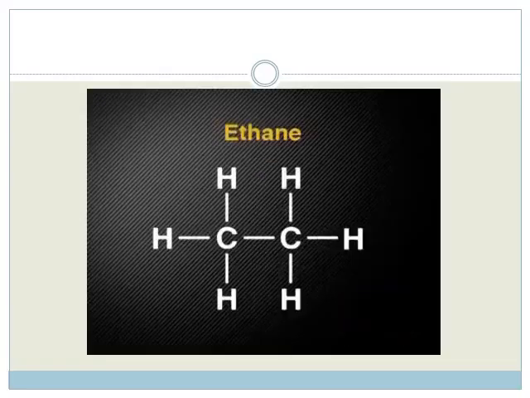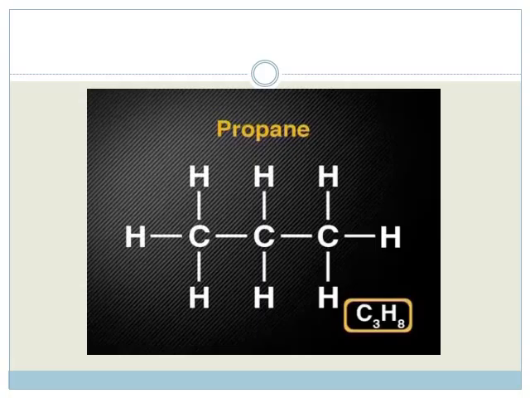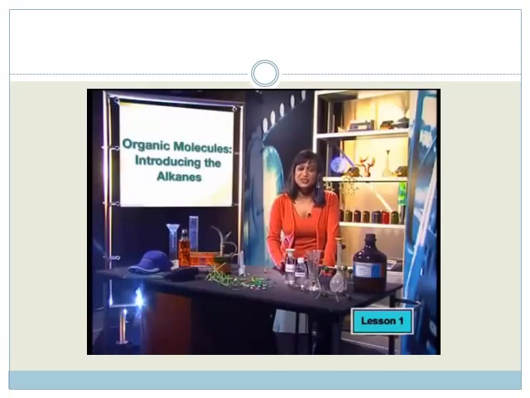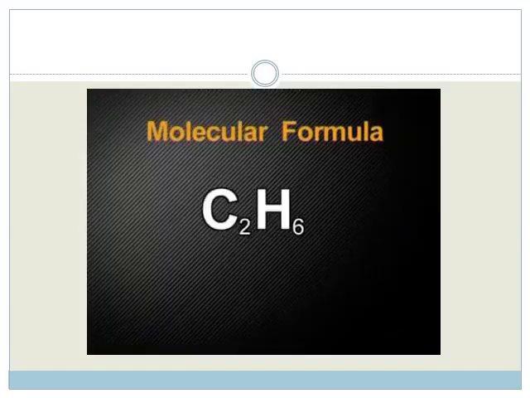The molecular formula for methane is therefore CH4. The molecular formula for ethane is C2H6, and that of propane is C3H8. So, to recap, this is the structural formula of ethane, while this is its molecular formula.